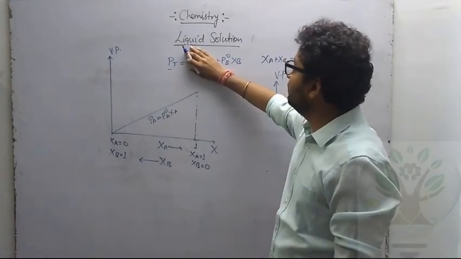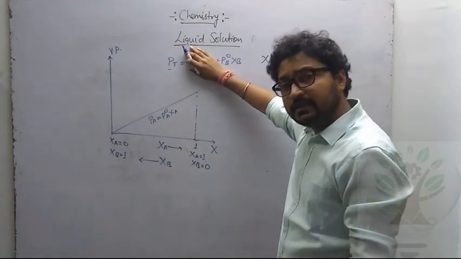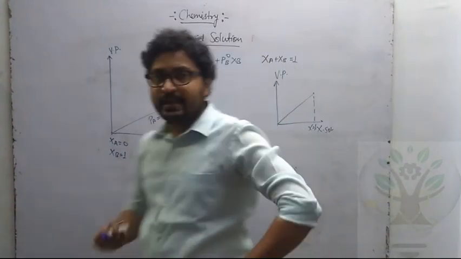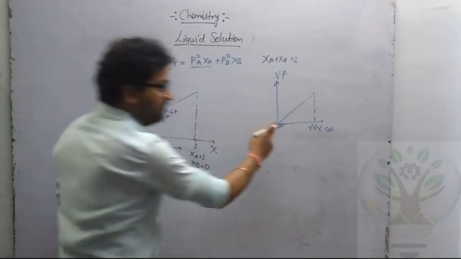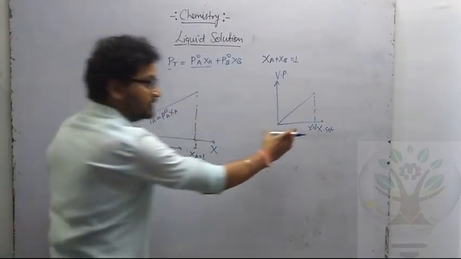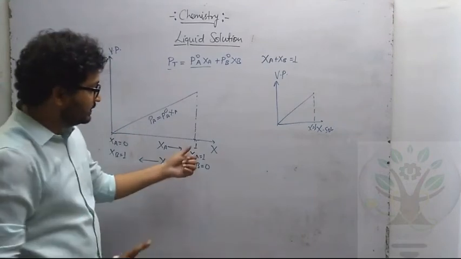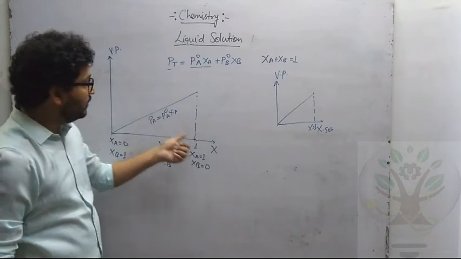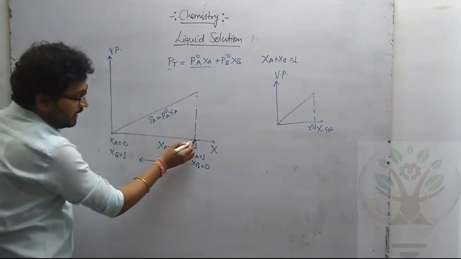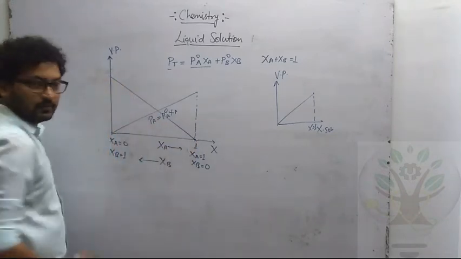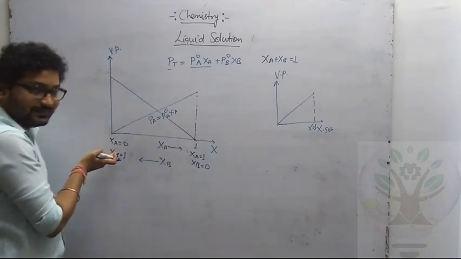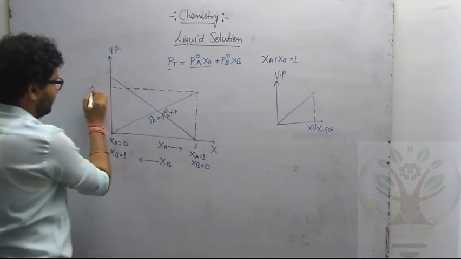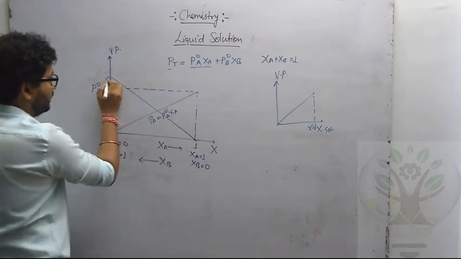Now I am assuming that I don't have A at all. If A is not there, how will the graph be formed? It will again come in the same way. But see, this time I have assumed XB 0 here. So the graph will become like this, because I'm assuming now XB is increasing in this direction. Okay, let me write some values. This will be P naught A and this will be P naught B.